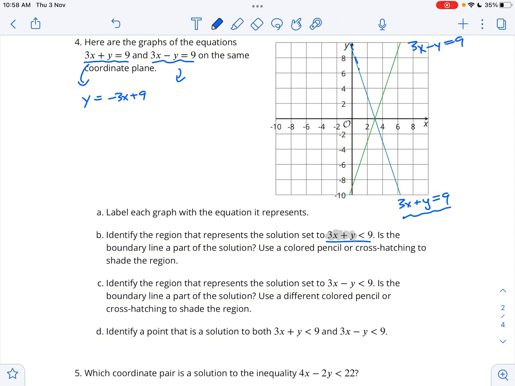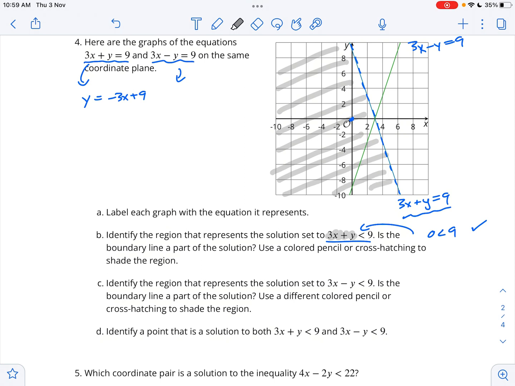So the way I would show that graphically is to make this a dashed line. And then to figure out which side to shade, pick a point. I always like to use 0, 0. Is 0, 0 a solution? If I plug 0, 0 in for x and y, I'm going to end up with 0 is less than 9, which is a true statement. So that means I would be shading everything on this side of that boundary line.